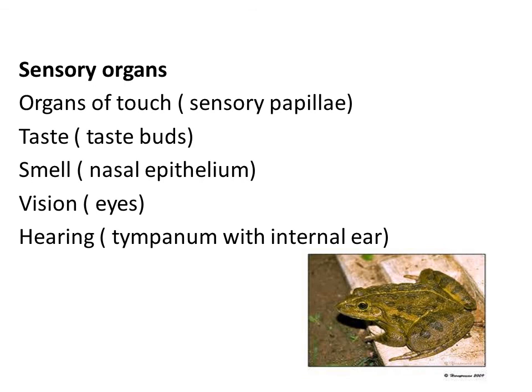So these are the list of sensory organs present in the frog. Out of these sense organs, the well developed sense organs are the eyes and the tympanum. The tympanum helps to hear, as well as it balances the body, right?